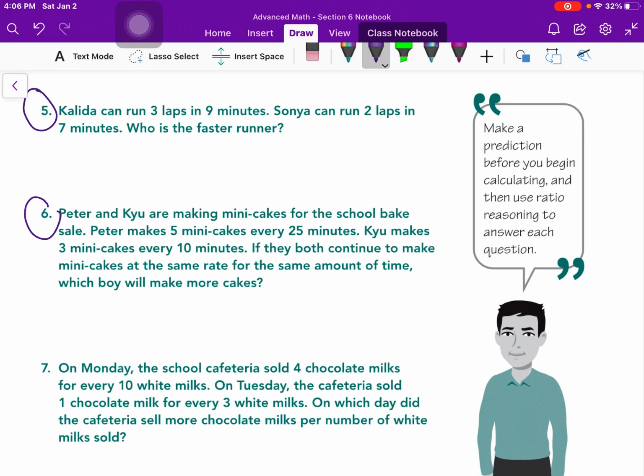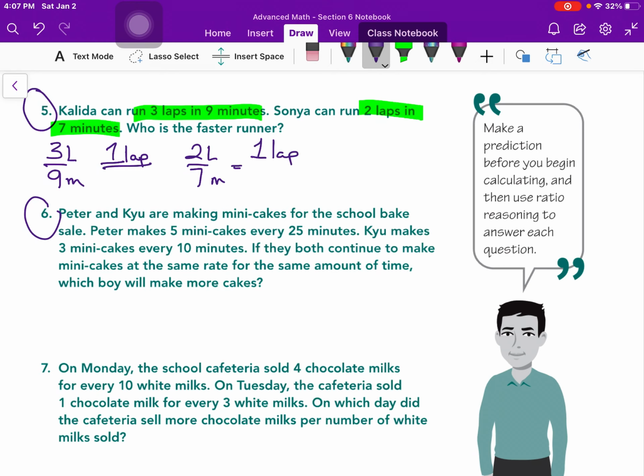We have Kalida can run 3 laps in 9 minutes, and Sonia can run 2 laps in 7 minutes. Who's the faster runner? Well, I think on this one, I want to set up my ratios, 3 to 9 and 2 to 7. And I want to know how long does it take them? Who's the fastest runner? This is laps and minutes. If they're only going to run 1 lap, have 1 big race, I want to know who's going to come in first. I want to know who can run it in the least amount of time.